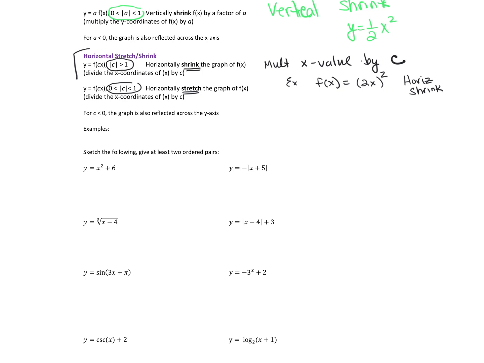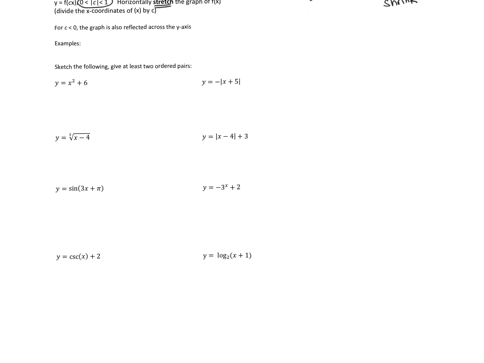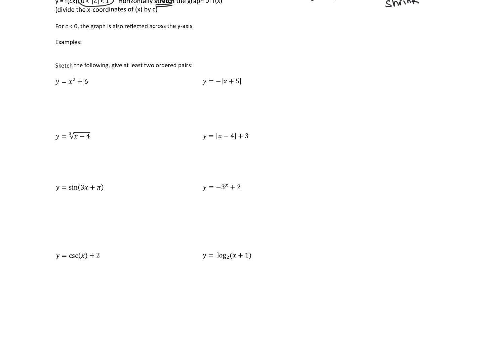So let's just take a look at some examples. Knowing what our parent functions are, when I look at y equals x squared plus 6, I know that x squared is a parabola, and this is telling me I should shift up 6 units, and it will have this shape.